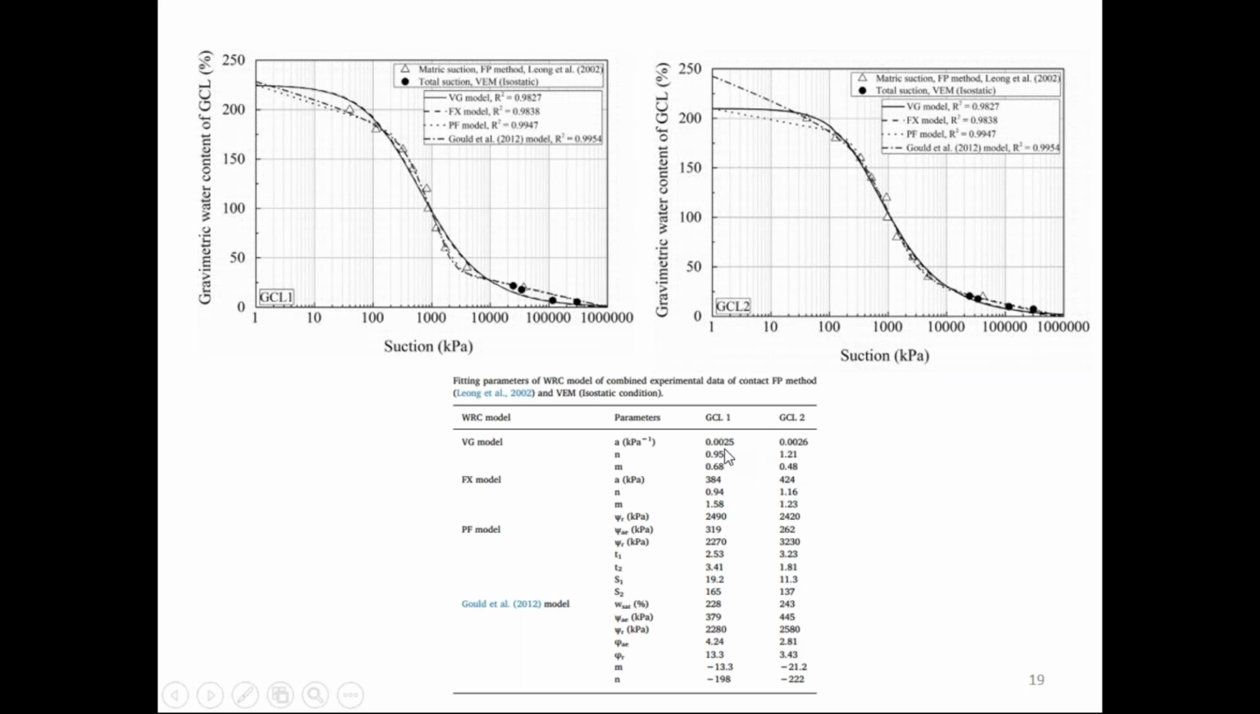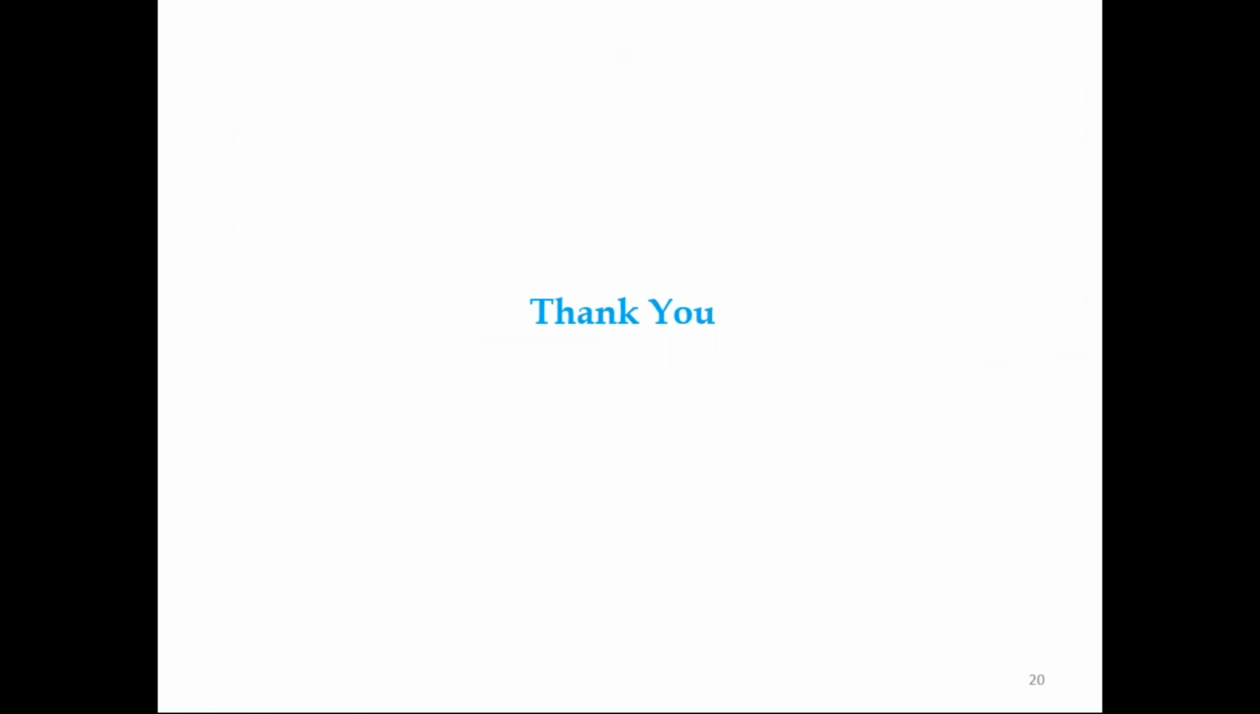As you see from this table, the primary parameters like air entry value and residual suction obtained from various models are near about the same for both the GCLs, and these parameters can later be used for numerical purposes. So, thank you.